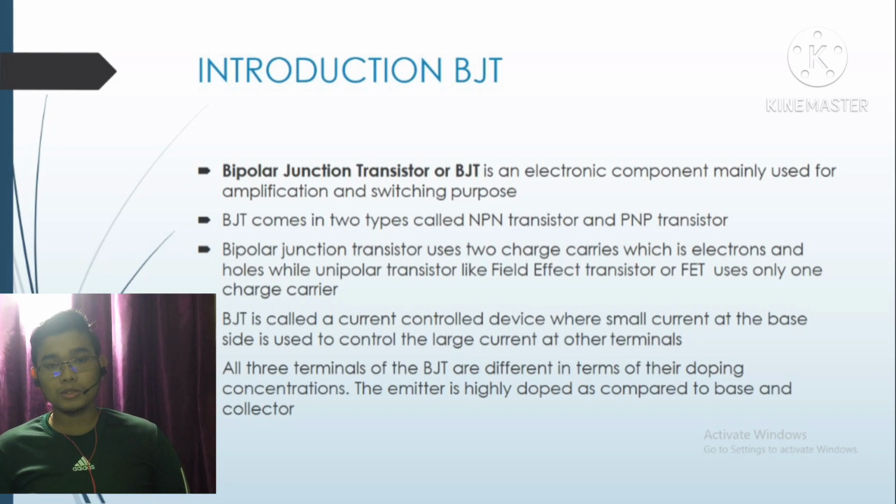Bipolar junction transistor uses two charge carriers, which are electrons and holes, while a unipolar transistor like the field effect transistor, or FET, uses only one charge carrier. BJT is called a current control device, where a small current at the base side is used to control the large current at the other terminal. All three terminals of BJT are different in terms of their doping concentration. The emitter is highly doped as compared to the base and the collector.